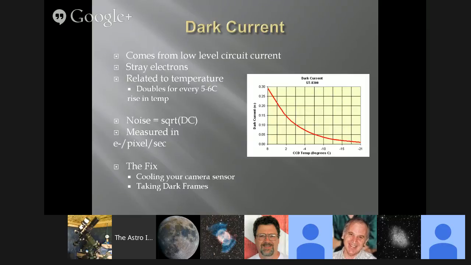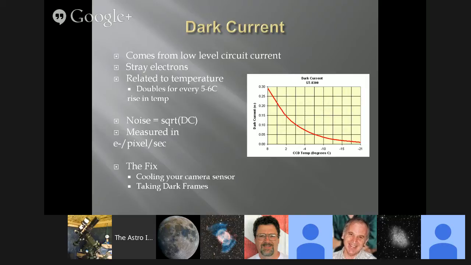Moving on, the next type of noise that we typically see is dark current. Dark current comes from low-level circuit current within the CCD camera. I'm going to get into a little bit about how it works, and I'll tell you where exactly the dark current gets applied or introduced. But I like to think of it as stray electrons. There's a charged field happening in your camera, and it's just hard to keep it under control. Perfect manufacturing processes are intended to keep it under control, but nothing's perfect because we live in the real world.